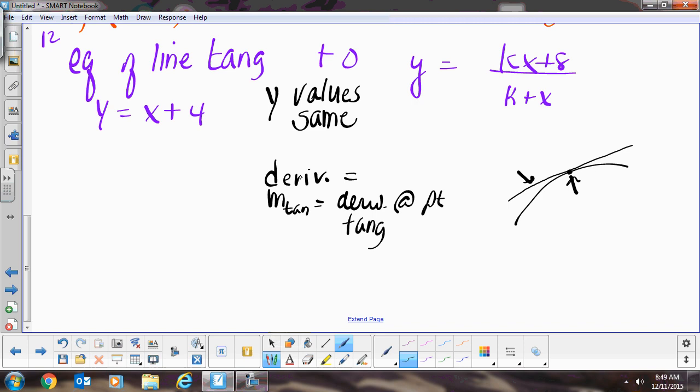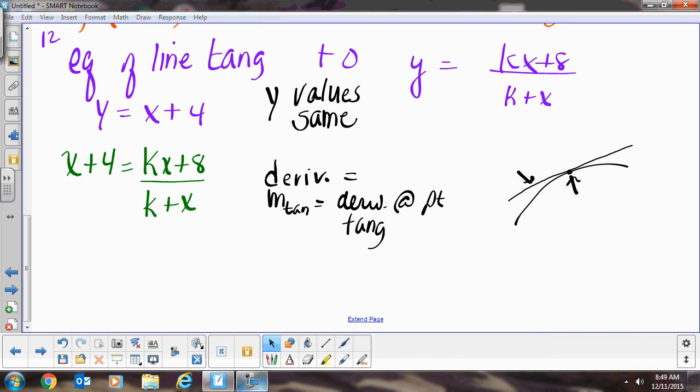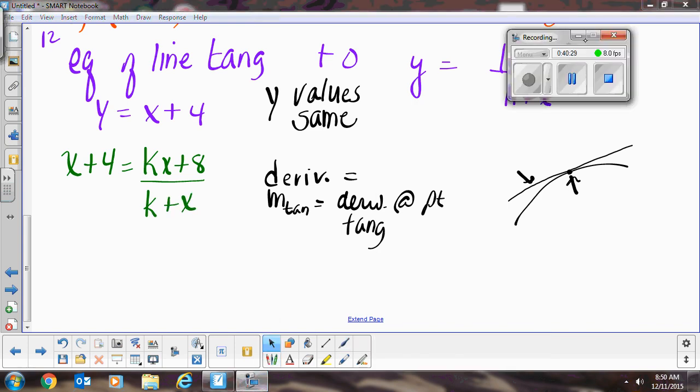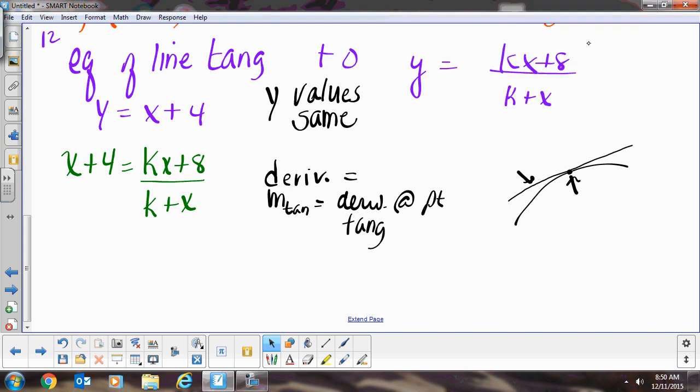All right, so this is what's going to drive our problem. We're going to say that x plus 4 is equal to kx plus 8. Just kidding. All right, can we solve this equation right now? Can we solve this? No, there's two variables. All right, so now what are we going to do? The derivatives have to be equal.